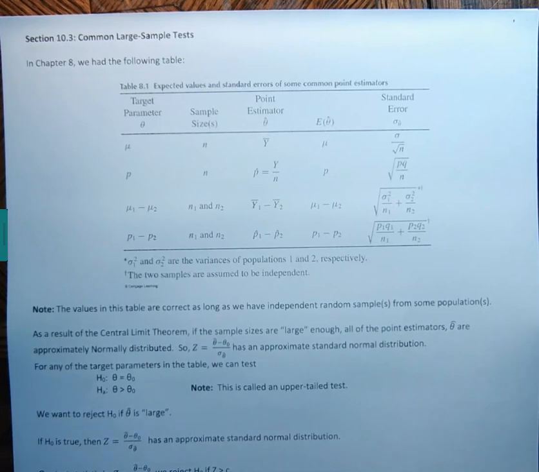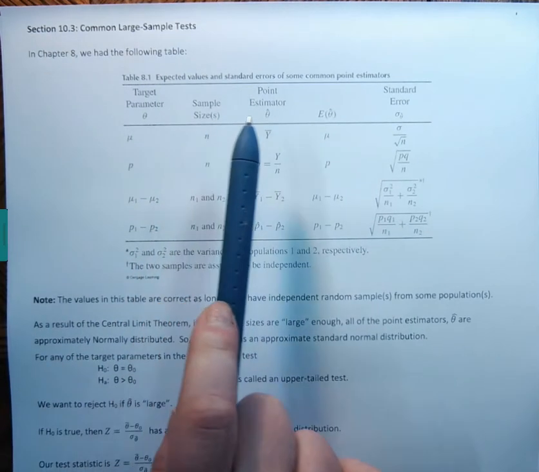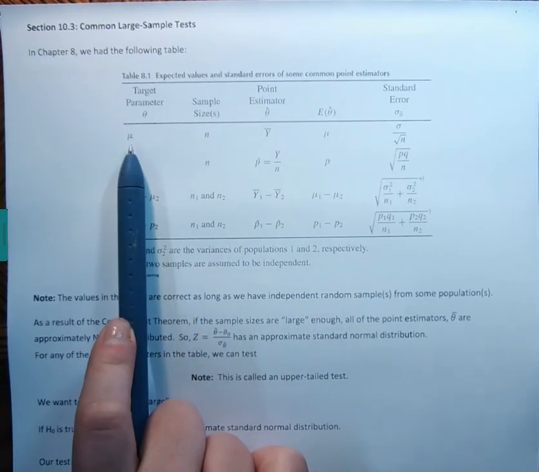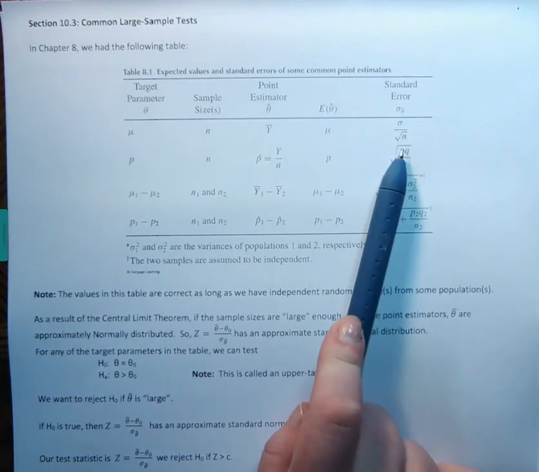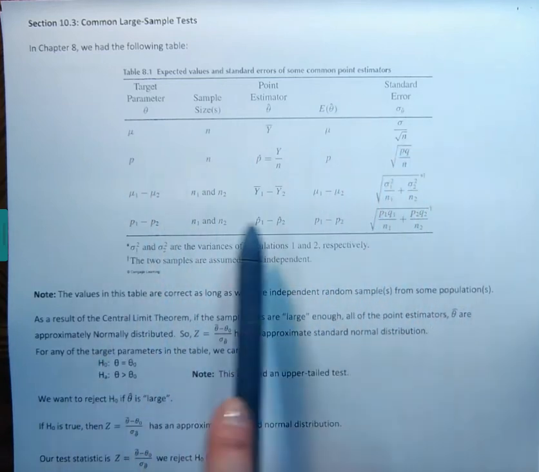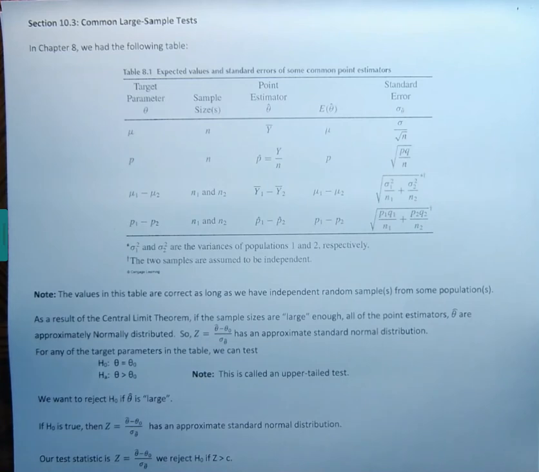So what we have here at the beginning, remember this was from chapter 8, and what we saw here is we've got some notation for some different target parameters, sample sizes, the point estimators that go along with those parameters, the expected value of the point estimator, and the standard error of the point estimator. All of these together, we're going to use to help us with our hypothesis test.